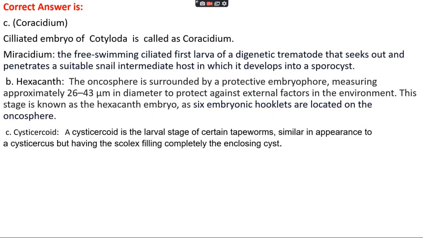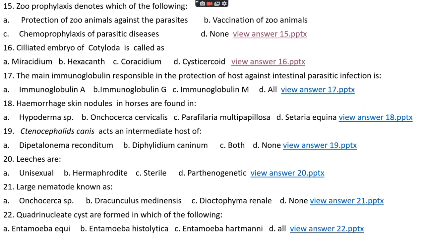Hexacanth is an oncosphere surrounded by a protective embryophore, and it measures about 26 to 43 micrometres in diameter to protect against external factors in the environment. This stage is known as the hexacanth embryo, and as six embryonic hooklets are located on this oncosphere, the term hexa is given. Cysticercoid is a larval stage of tapeworm which has a similar appearance to cysticercus, but the scolex completely fills the enclosing cyst. Question number 70.